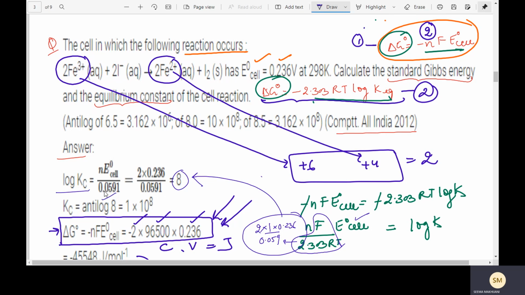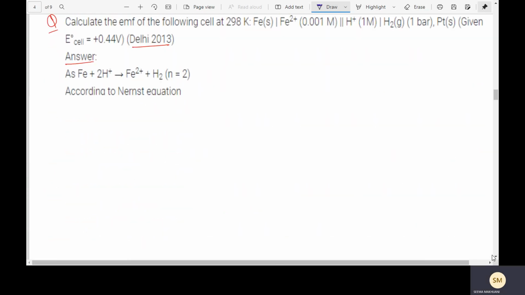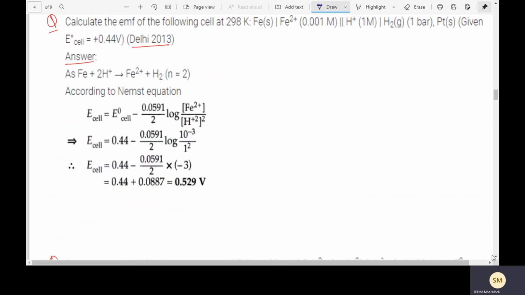If you do not know log and antilog, please go to my channel, watch the videos on log and antilog, and please master this. Is that okay? Moving to the next board question for practice. All right. Calculate the EMF of a cell given to you as this. E naught cell is provided to you. It is a 2013 question.